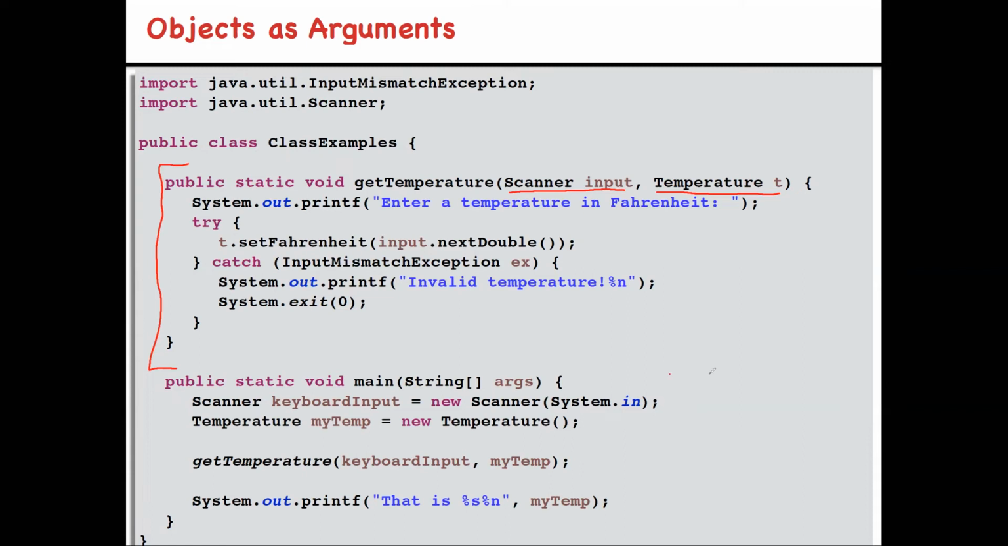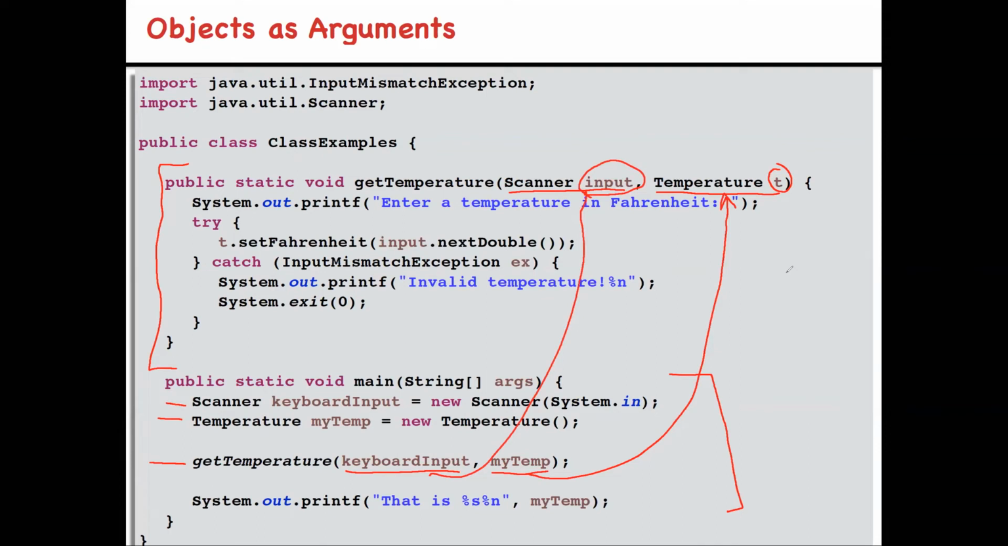In main, down in the bottom, we create a new scanner, create a new temperature object. I haven't defined what the temperature object is or what it does, but just keep in mind that it's just an object. It's just like our rectangle. And when I call getTemperature, that's the method up here, we just send in the scanner, the name of the scanner, and the name of the temperature object. So my temperature just goes up here, gets sort of renamed to T in the method, and the keyboard input scanner goes up here and gets renamed to input in the getTemperature method.